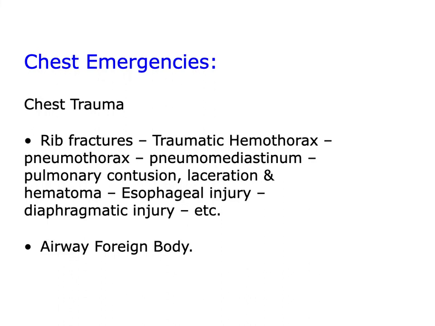Now, another case or emergency you have to take into account is chest trauma. In case of surgical chest trauma, you can find rib fractures, traumatic hemothorax, pneumothorax, pneumomediastinum, pulmonary contusion, laceration, hematoma, esophageal injury, diaphragmatic injury, hydropneumothorax, and many more. And also airway foreign body, which is also very common in this part of Africa. Foreign bodies such as fish bones are very common. Also groundnuts are very common. Groundnuts and fish bones are very common in this part.